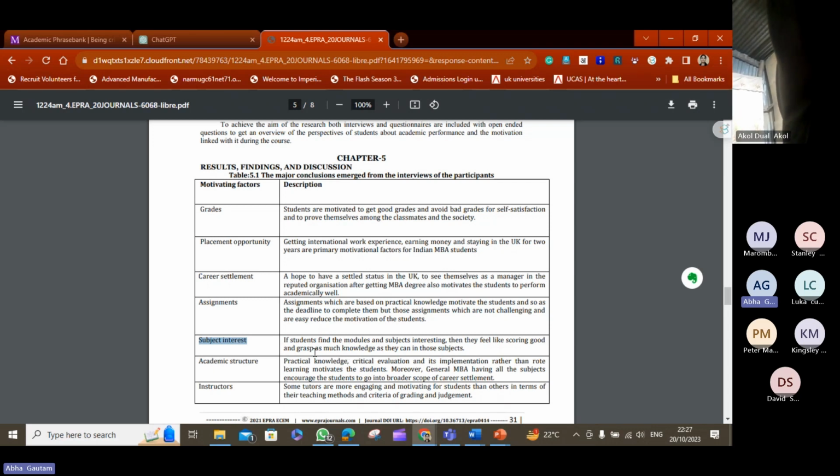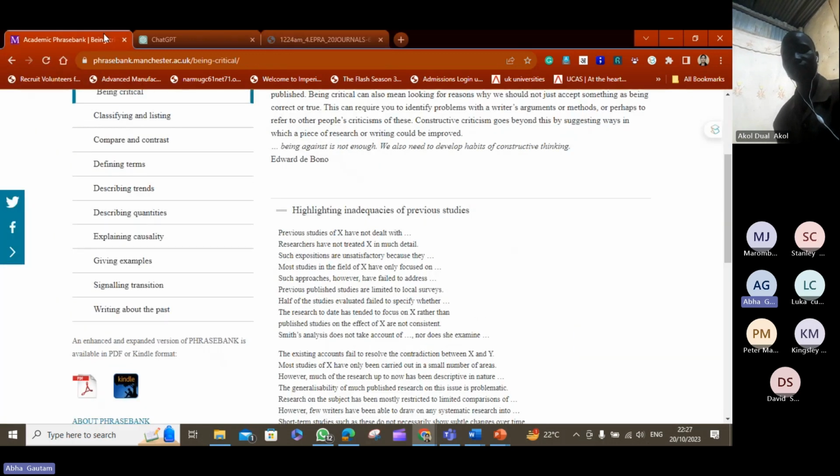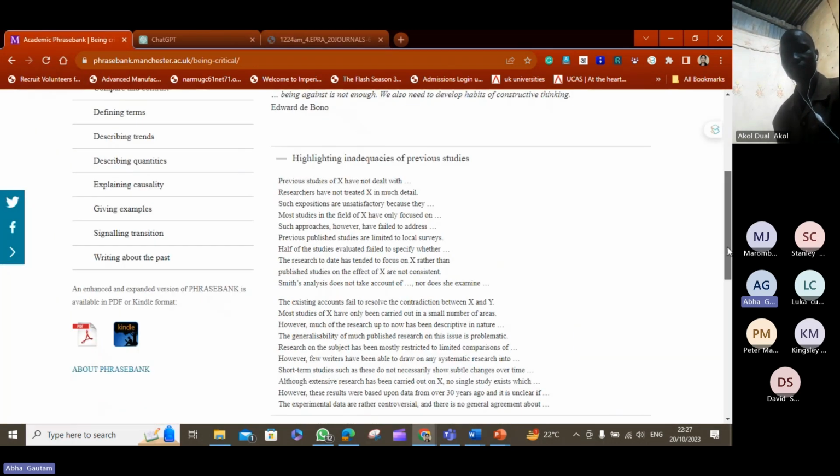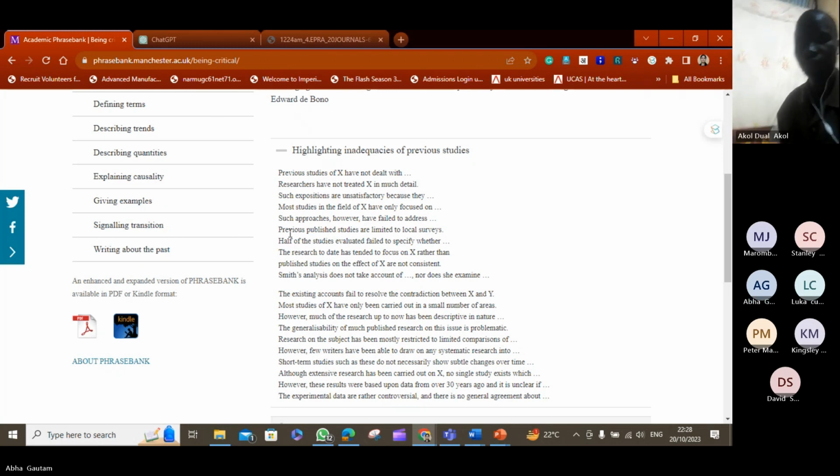So how can you say that you do not agree, without actually denying the fact, when you are talking to your teacher or your boss or your employer? You can be polite enough to say that in a beautiful manner. For example, if you want to showcase the inadequacy of previous studies, that a study did not cover a particular topic, what can you say?